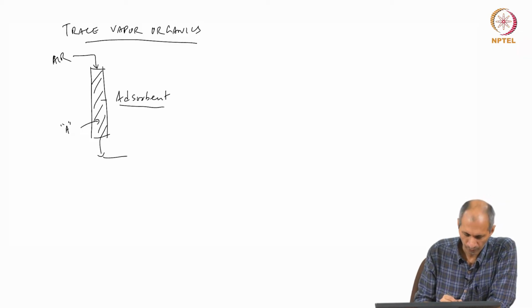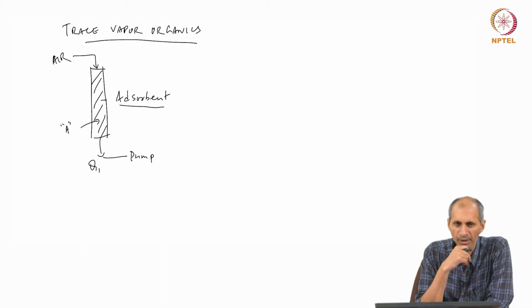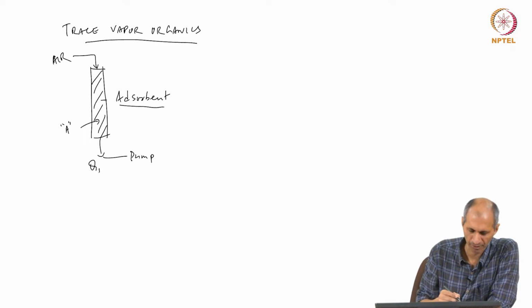So, you need a pump. When your pump is pumping at some flow rate Q1 of A, and you are sampling for a certain period of time, you get a volume of air that you have processed through this adsorbent.